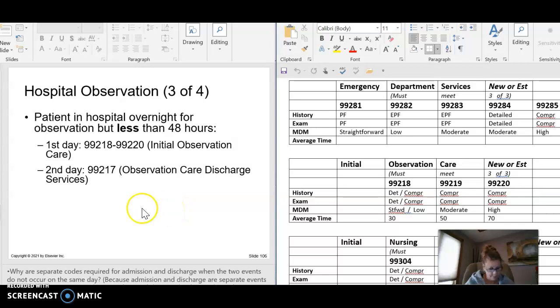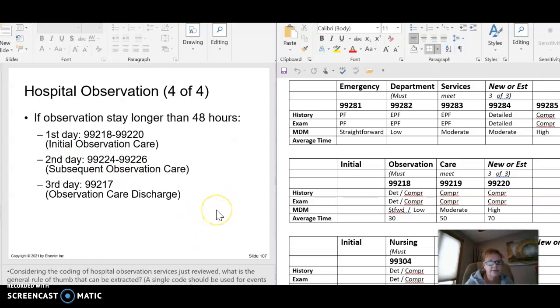There's no time component on the 99217. If we have a patient that was in observation longer than 48 hours, the first day would be the initial, the second day subsequent observation care.